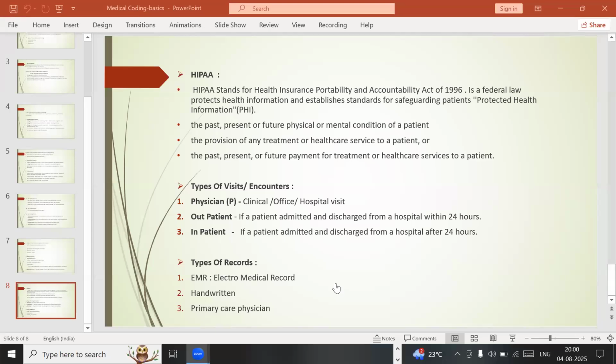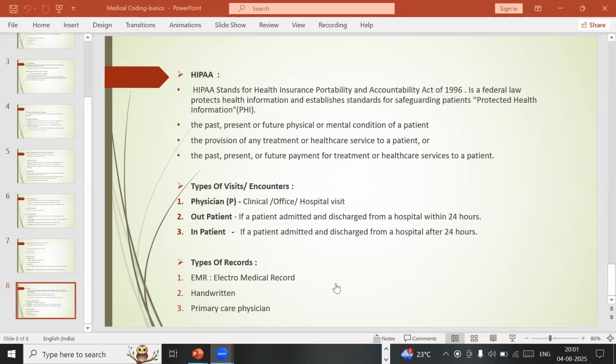Next, inpatient. If a patient is admitted and discharged from a hospital after 24 hours. Based on the patient's condition, for example, if he has multiple fractures, he gets treatment and the doctor asks him to get admitted into the hospital for one week.